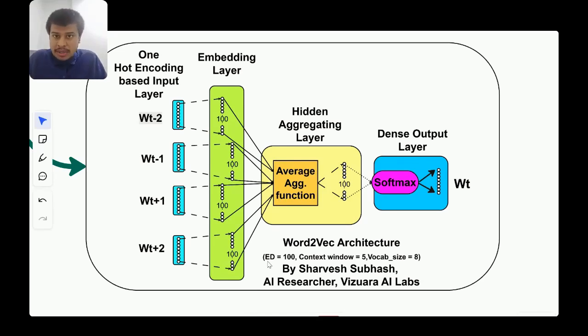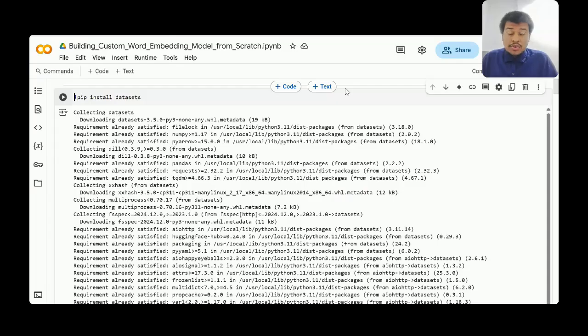Okay, fine. Now we'll go to the implementation. Now we'll see building our own custom word embedding model from scratch. Initially we'll be using this particular dataset called Wikipedia. Wikipedia's text is available in this particular package, so we'll be downloading it. I installed it and have already run the whole thing, so I'll just be going through the code alone.